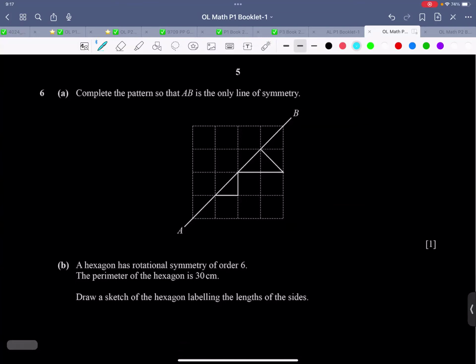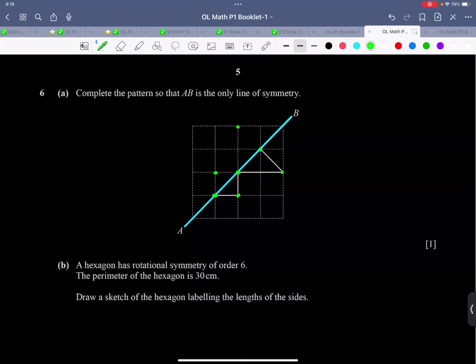Question number 6. Complete the pattern so that AB is the only line of symmetry. So this is a line of symmetry. We have to complete the pattern. So basically, this point and this point would remain the same. This point would remain the same. This point over here will become over here. It's the concept of perpendicular bisector.